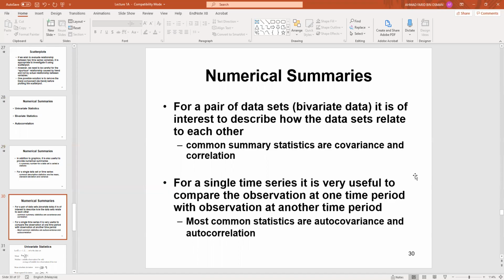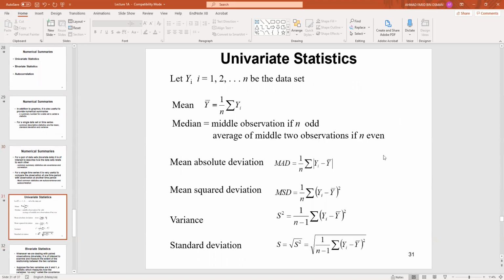So for a single time series, it is very useful to compare the observation at one time period with observation at another time period. And the most common statistics are autocovariance and autocorrelation. So you can see quite similar terms, covariance and autocovariance, and then we have correlation and autocorrelation. So what's the difference between the two? It's slightly different. Here we add auto. So later on I'll explain. Okay, now.